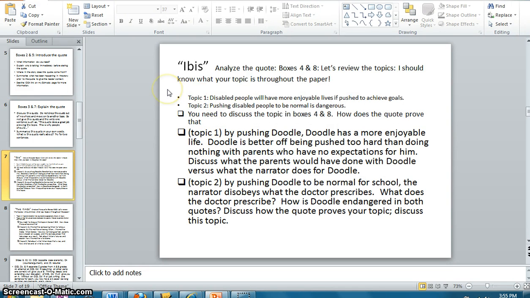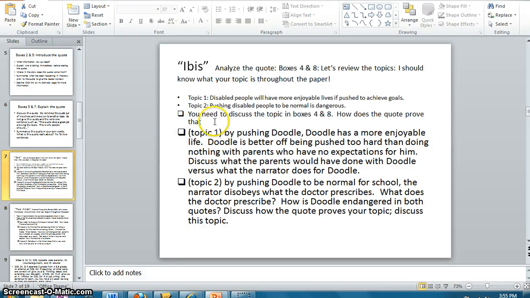IBIS, analyze the quotes, box 4 and 8. Let's review the topics. I should know what your topic is throughout your paper. When you're discussing your quotes and I don't know what your topic is, that's a problem. You should be discussing your topic. So the first topic, disabled people will have more enjoyable lives if pushed to achieve goals. Pushing disabled people to be normal is dangerous.